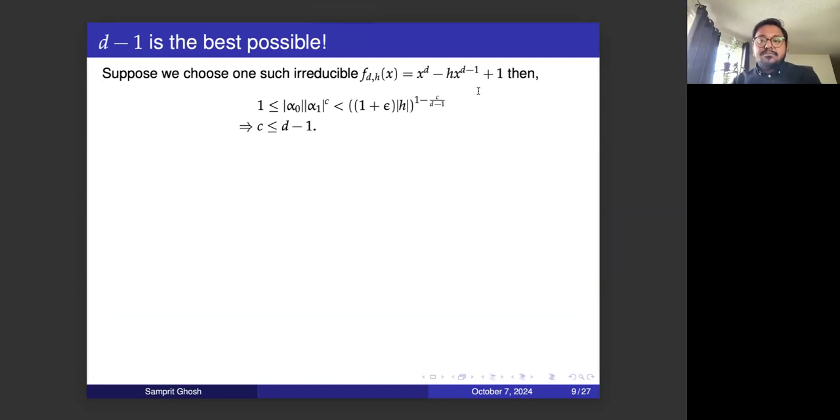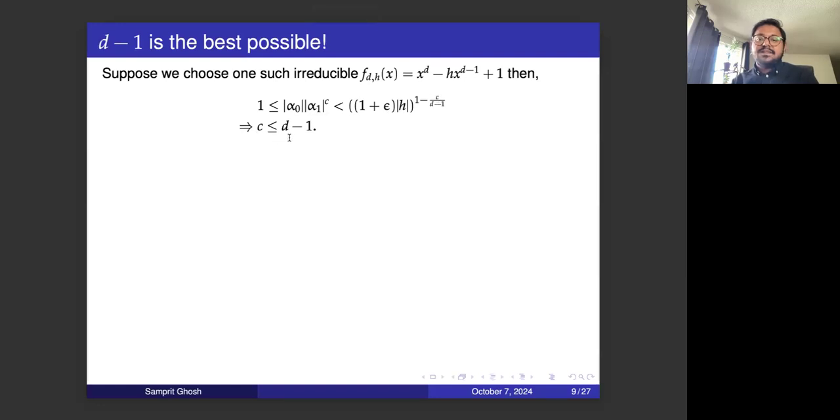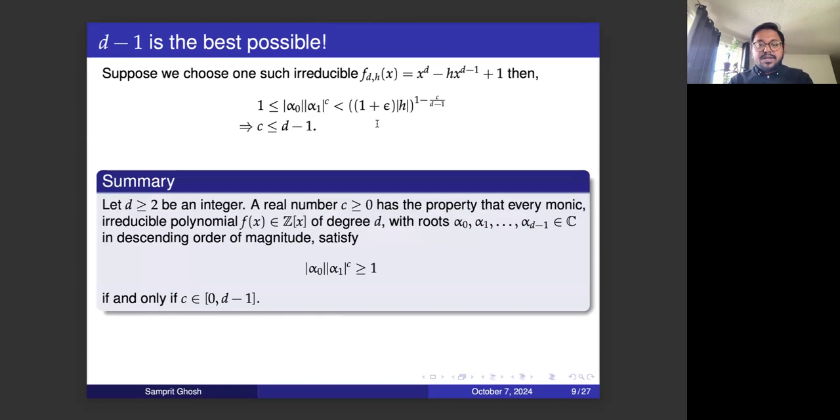So suppose this polynomial, then if we apply alpha 0 times alpha 1 to the c, from the location of the roots, we can see that c has to be less than or equal to d minus 1. So to summarize, a real number c bigger than or equal to 0 has the property that every monic irreducible polynomial f of x in Zx of degree d, with roots in descending order of magnitude, satisfies this condition if and only if c is between 0 and d minus 1.